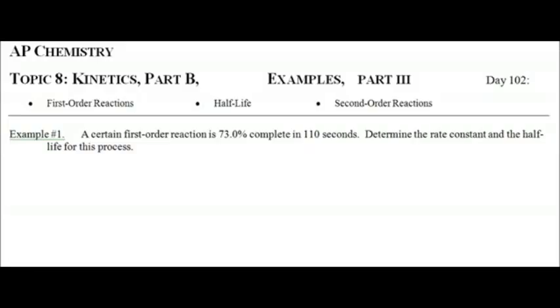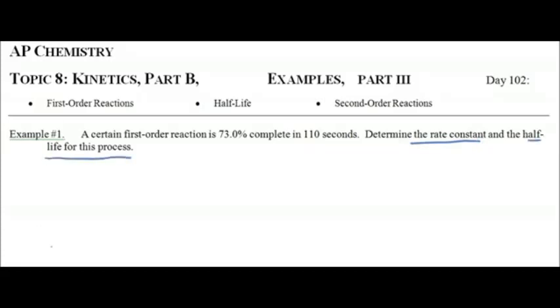Hello, this is Mr. Craig, and I want to discuss some of the calculations here on examples part 3, day 102. The first question says that a certain first order reaction is 73% complete in 110 seconds. The question wants us to determine the rate constant and the half-life for this process.